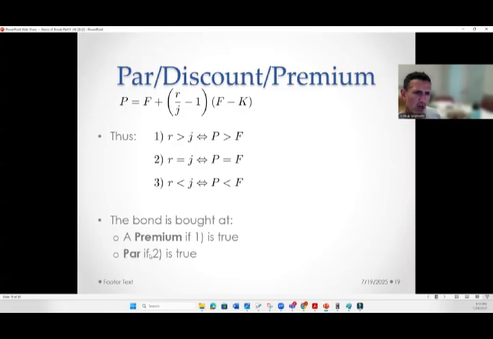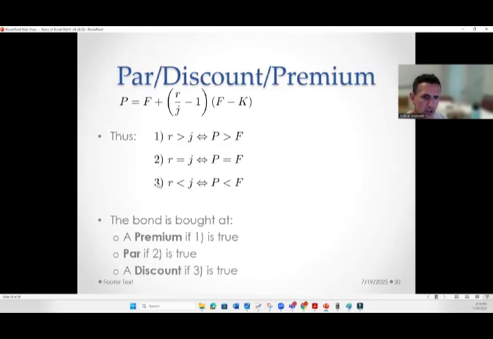If you've ever played golf, you probably know that par is an okay score. So this is neither good nor bad, I guess. It's a little weird, but we say if 2 is true, then the bond is bought at par. Same thing as saying R equals J.